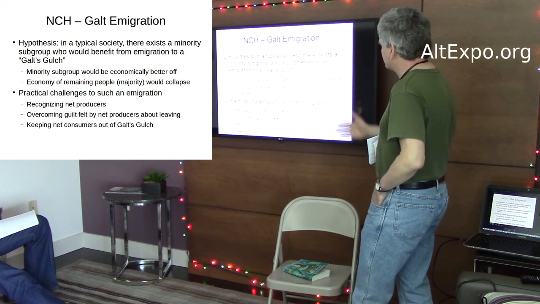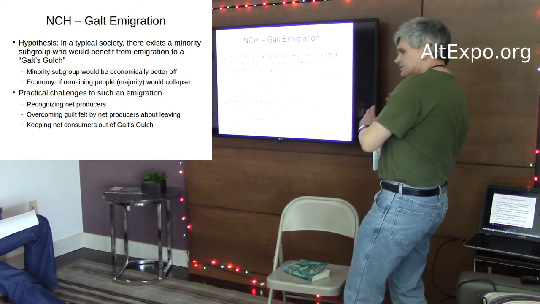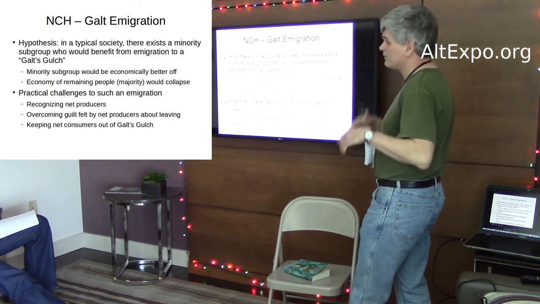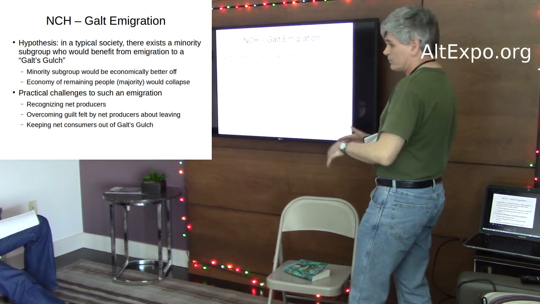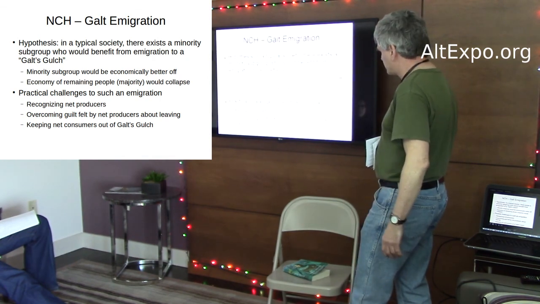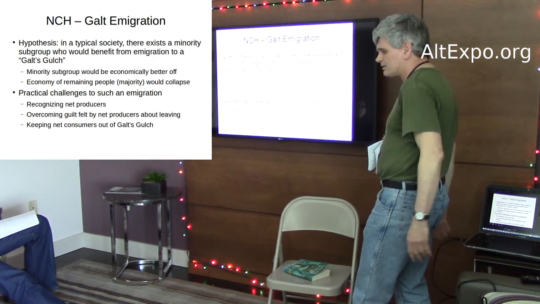So in any typical society, there's going to be a minority subgroup who, if they could just segregate themselves and go off to some Galt culture place, they would be better off. They would be economically better off. And the remainder, which is the majority, would be worse off. In fact, their economy would be collapsing. So, just a little bit about why this is.